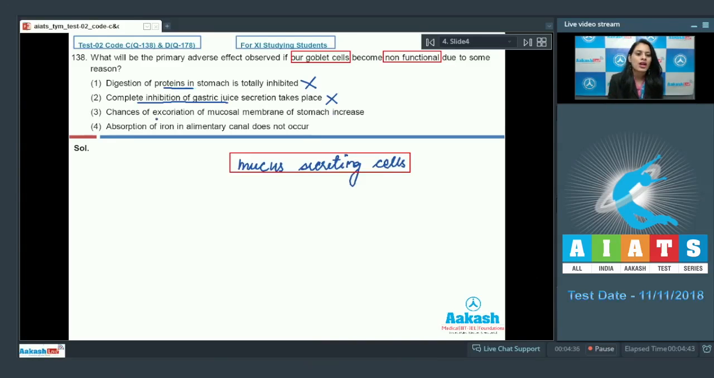The third option given is chances of excoriation of mucosal membrane of stomach increase, and this is a correct option because these goblet cell secretions, that is mucus and bicarbonate ions, they help in preventing the damage to mucosa from highly concentrated HCl which is present in gastric juice secretions. Our last option given is absorption of iron in alimentary canal does not occur, and this is an incorrect option because the absorption of iron will be dependent on the presence of HCl in gastric juice secretion rather than the secretion of these goblet cells. So the correct answer for this question is option number 3. Let's proceed to the next question.